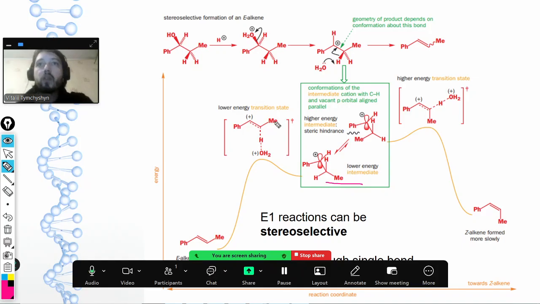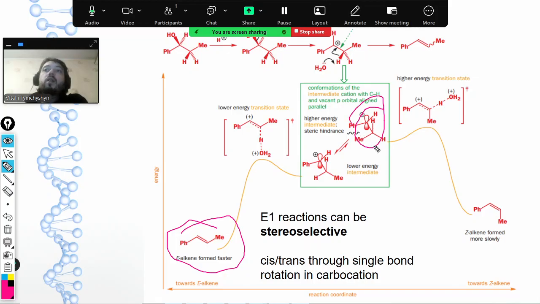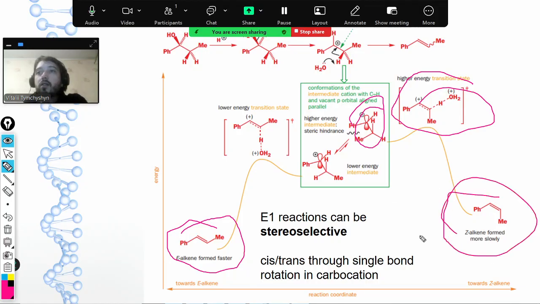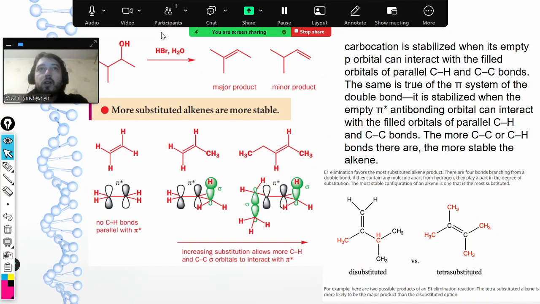So here is the lower energy transition state, the intermediate, and this intermediate leads to the E-alkene formed faster, so the reaction can be stereoselective. This one has a little bit higher energy, so here we have a higher energy transition state, and the Z-alkene is formed more slowly. But anyway, if you wait long enough, everything reaches some sort of equilibrium, so you will get a mixture of that.